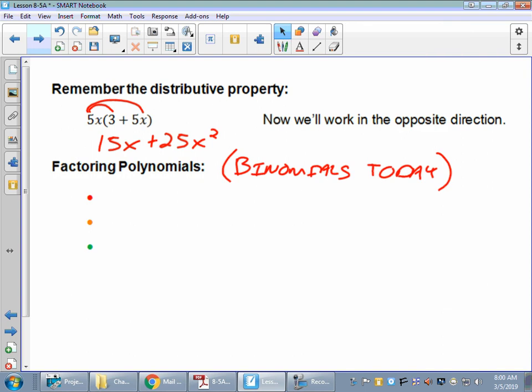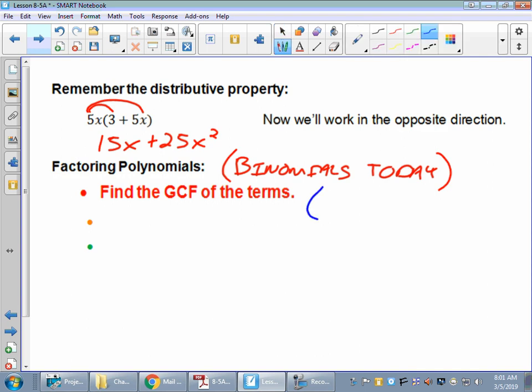And here are the steps we're going to take. We're going to find the GCF of the terms, the greatest common factor. And remember, that could be a number or a variable, or both. A number and/or variables. It could be either one.